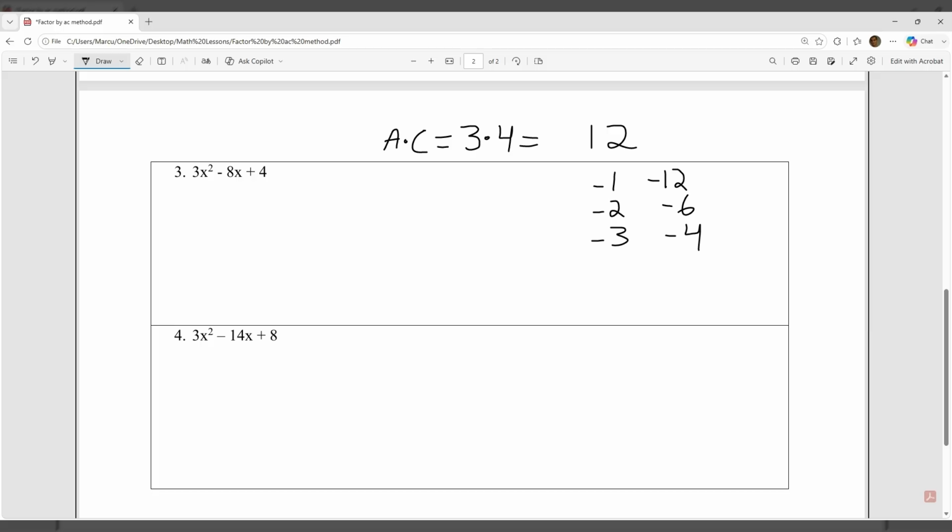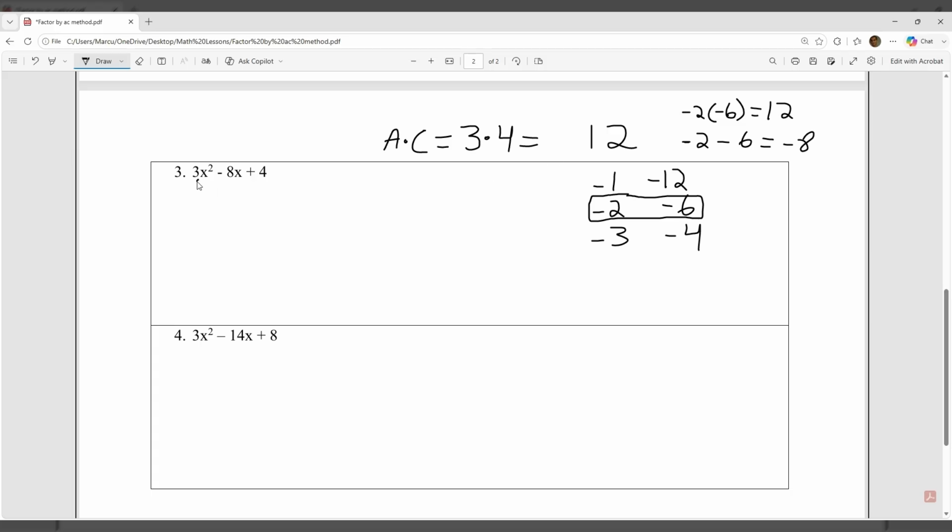So in this case, we're going to use these two numbers right here, because again, when you multiply them, that's going to give you positive 12. And when you combine those numbers, that's going to give you negative 8.